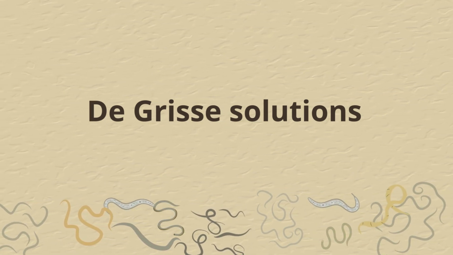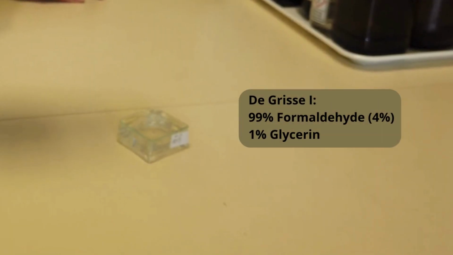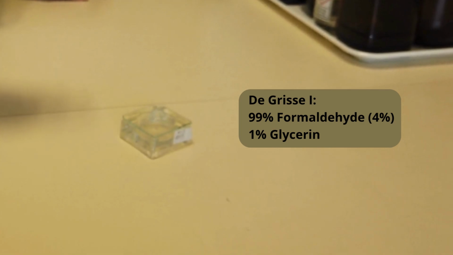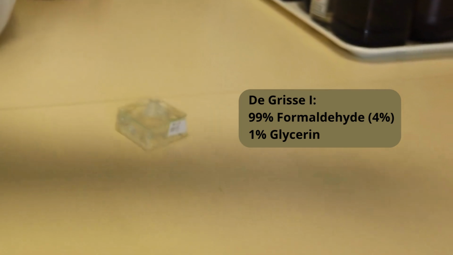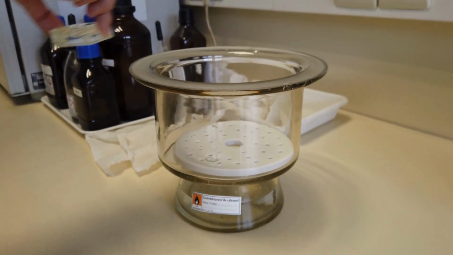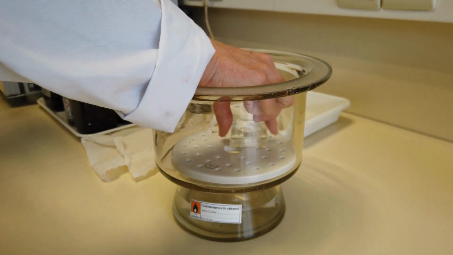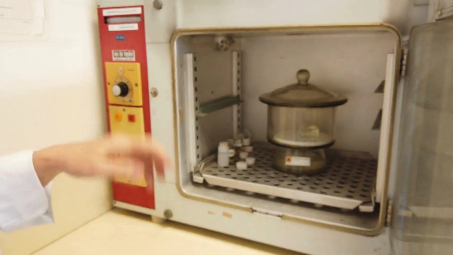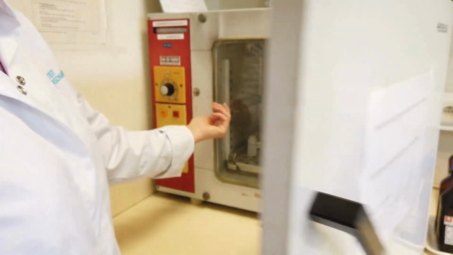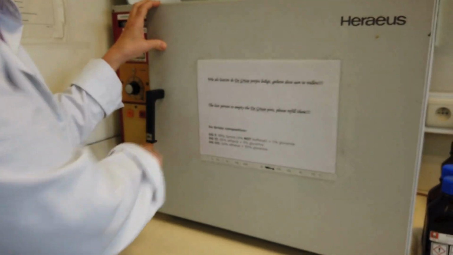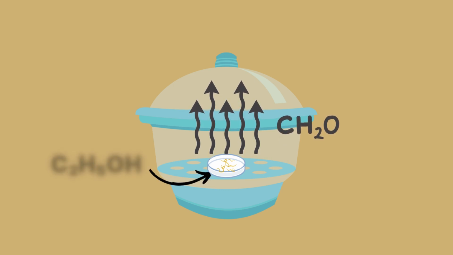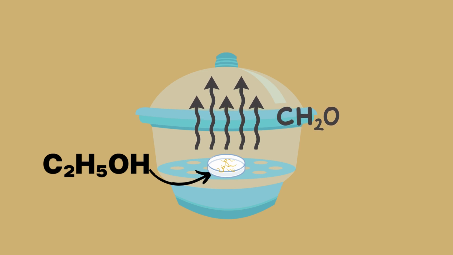Degrease solutions. Degrease C1 solution, consisting of 99% formaldehyde and 1% glycerin, is added to the dish. Once the organisms are collected, the cover is removed, and the dish is placed in an exsicator with ethanol. This setup is placed in an oven at 40 degrees overnight. This procedure allows for the evaporation of formaldehyde, which is replaced by ethanol vapors within the exsicator.